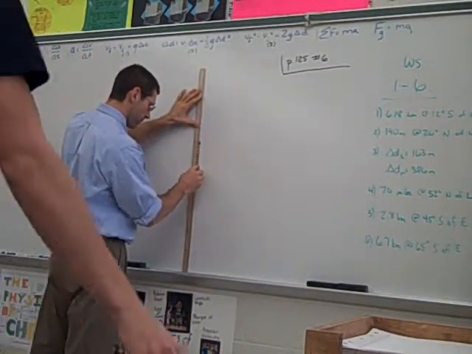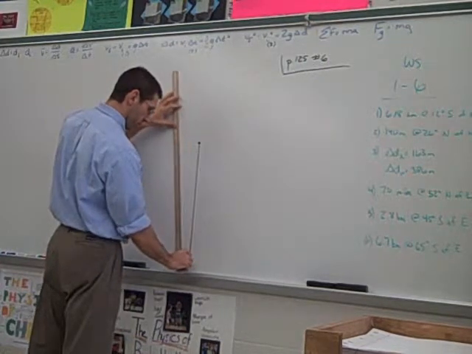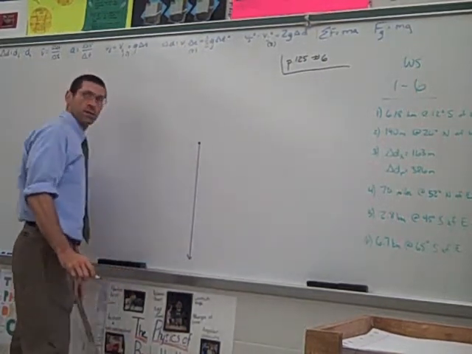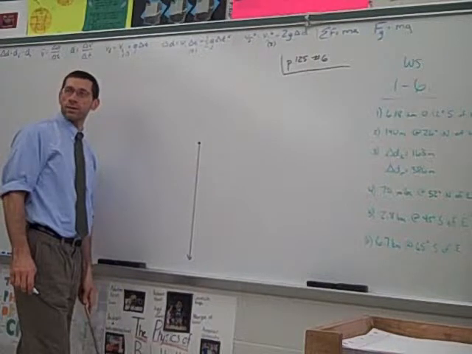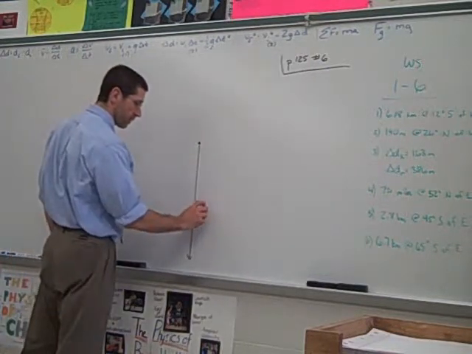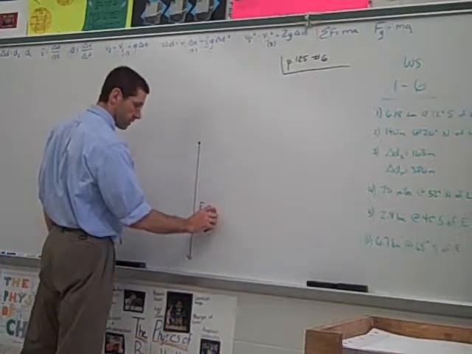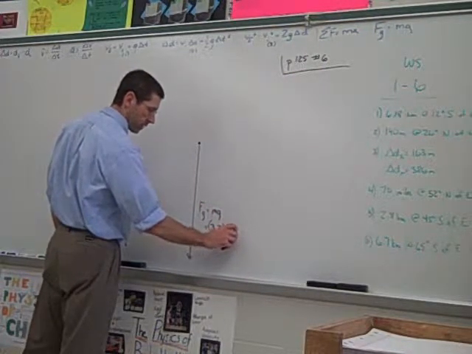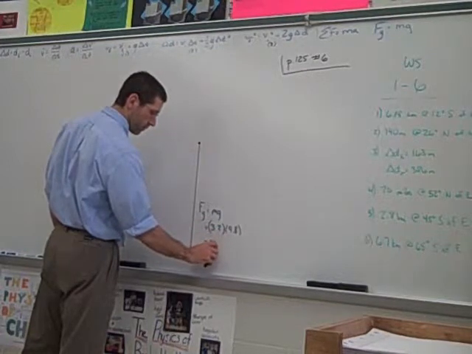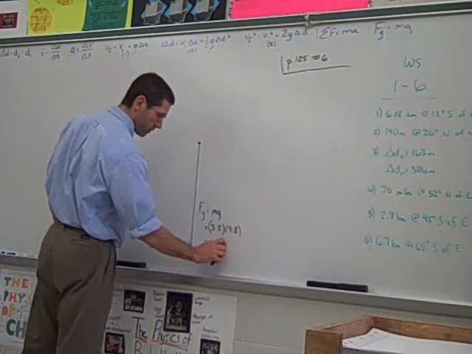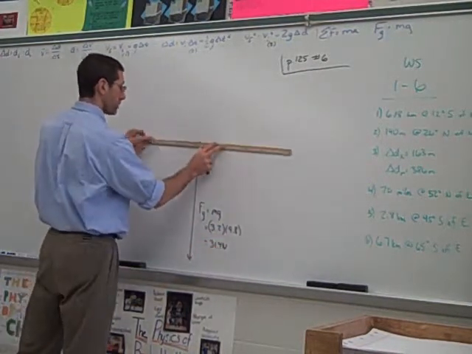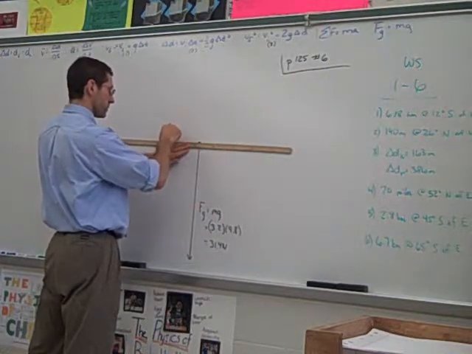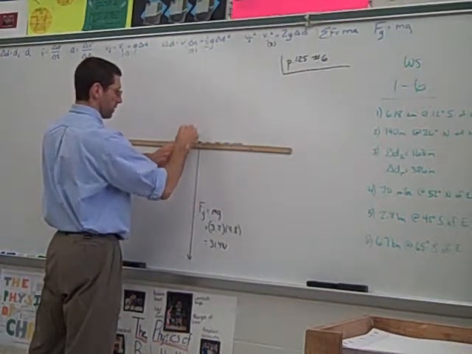You have this force, which is called what? Anybody? Gravity. And we find it by doing mg. So that's 3.2, the mass, times 9.8. So we got 31.4 newtons going downward. And then we have two forces up here.